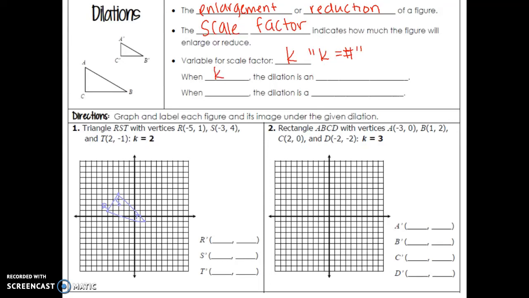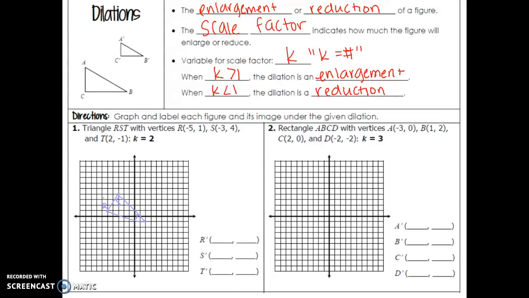And so when the scale factor is bigger than 1, that is an enlargement. It will be bigger. And when k is less than 1, so a fraction or something like that, it will be a reduction. So you can kind of predict how these will go. You have a number bigger than 1, it should get bigger. If you have something smaller than 1, it should get smaller. And if you don't have that, then you've probably done something wrong.